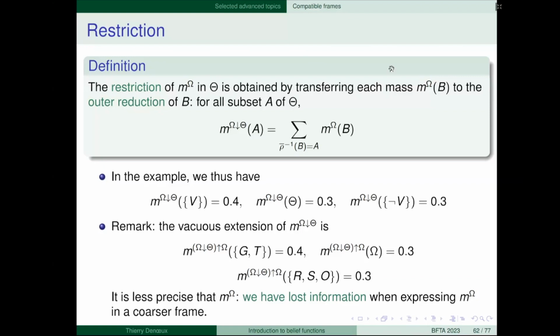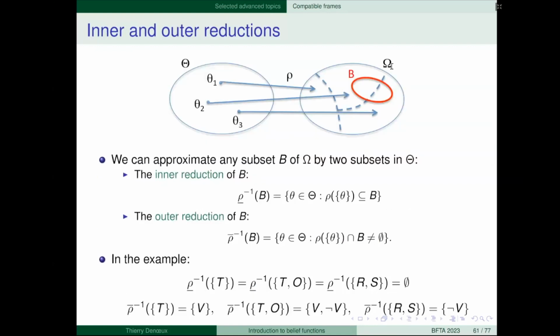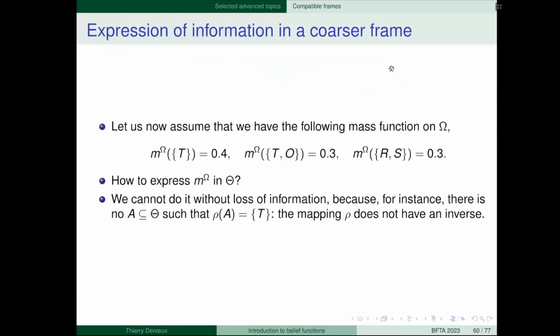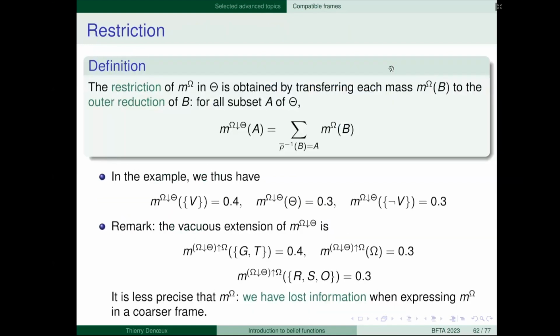If you take this restriction and you compute its vacuous extension in omega, so you go from omega to theta and then back to omega, you don't get the same thing as you started with. Because now you get this mass function, compare it to the previous one here. This one is less informative. The focal sets are bigger because now you have lost information. So if you go from omega to theta and back, you have lost information.